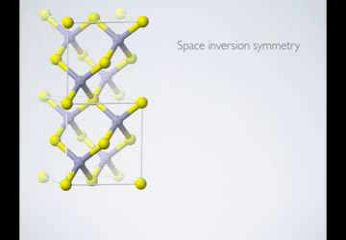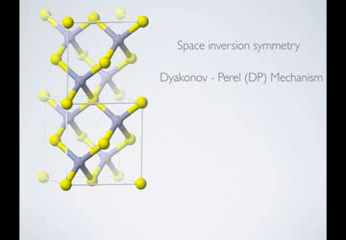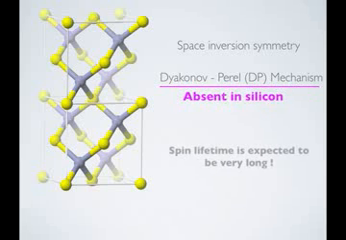A second feature of silicon is that its crystal lattice possesses a space inversion symmetry. It is known that in compound semiconductors like gallium arsenide, because of the absence of this space inversion symmetry, the dominant spin relaxation mechanism in a wide range of conditions is the D'yakonov-Perel mechanism. In silicon, this mechanism does not exist, and the spin information could be kept for a longer time.